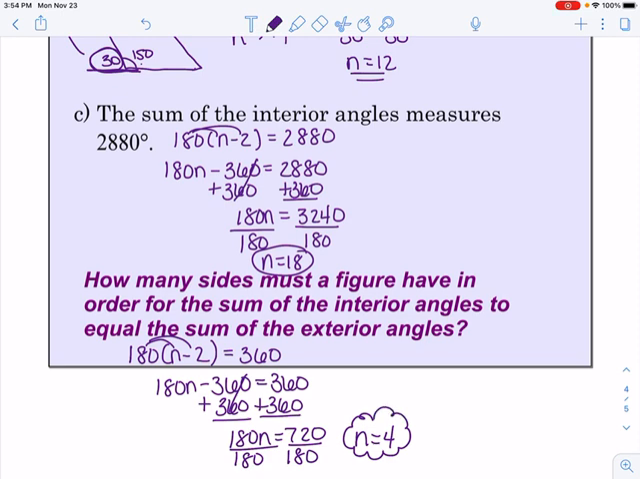So if you have a four-sided figure, the sum of your interior angles is going to equal the sum of your exterior angles. Think about it: add up the interior angles of a square. They're all 90. 90 plus 90 plus 90 plus 90 is 360. And the exterior angles, no matter what your figure looks like, are always going to be 360. So for them to be equal, it has to be a four-sided figure. And that is it for section 5.1.